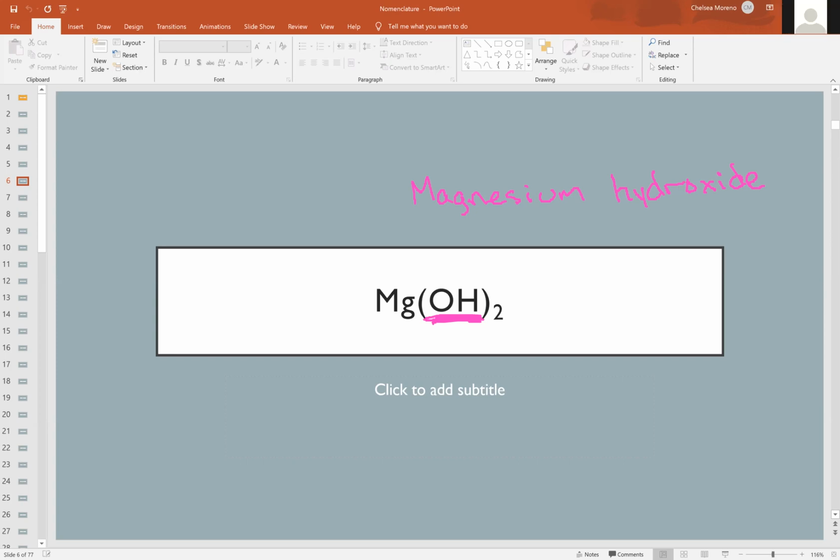Mm-hmm. Yeah. Okay. I'd like to add to that real quick. Typically when you have OHs, the charge of it would be -1, because your oxygens are -2 and your hydrogens are +1, so that would make it -1. Magnesium has 2, so you need 2 hydroxides. Yeah, so it would be neutral. Got it.